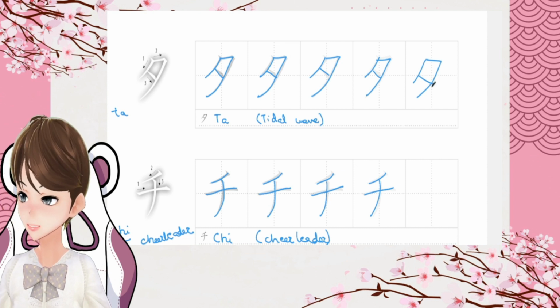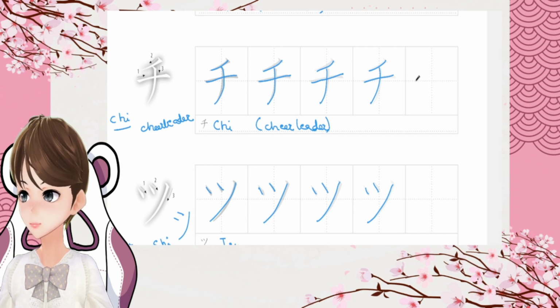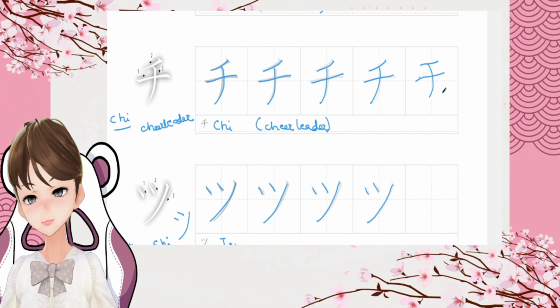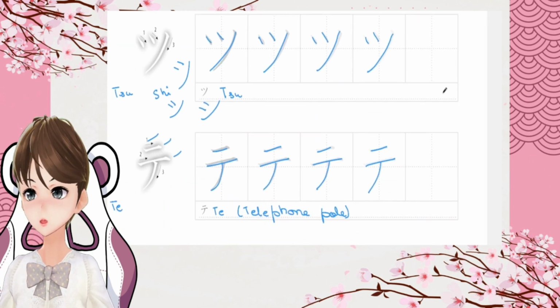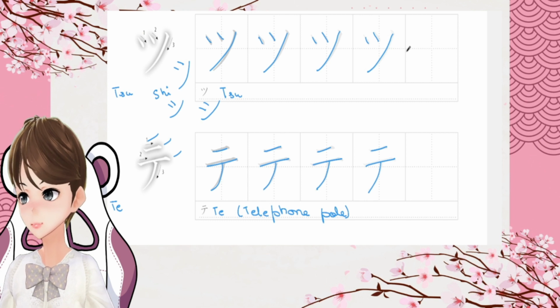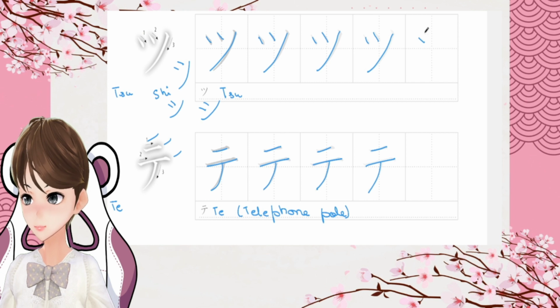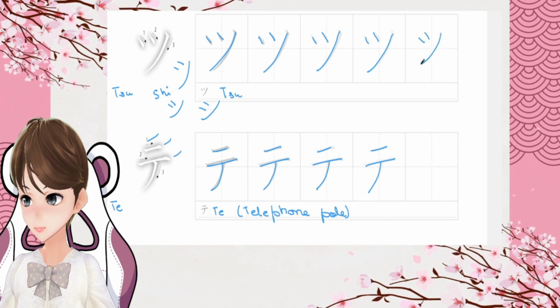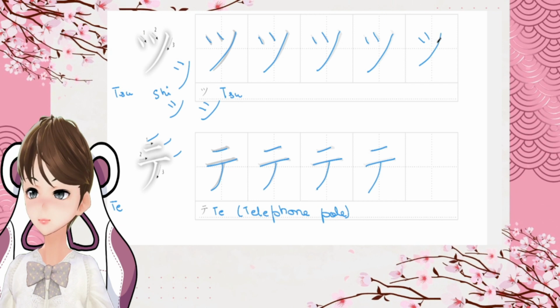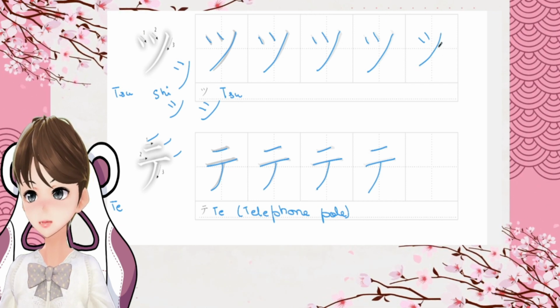And then the next character we have is the chi character. So we have 1, 2, 3. The next character we have is the su character, which is very similar to the shi character. The way we write the su character is 1, 2, and 3. So in the su character, the third line goes down, whereas in the shi character, the third line goes up.